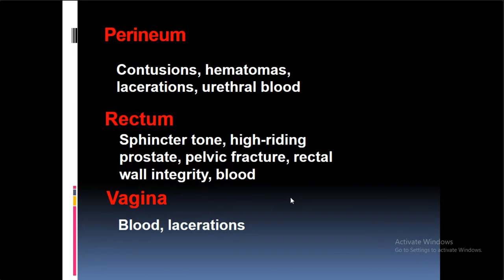Perineum, looking for contusions, hematomas, lacerations, and urethral blood. All of these areas may indicate an injury to the pelvic regions. And I have certain precautions that prevent me from doing a urethral catheter in the primary survey. I will look at it in the secondary survey.